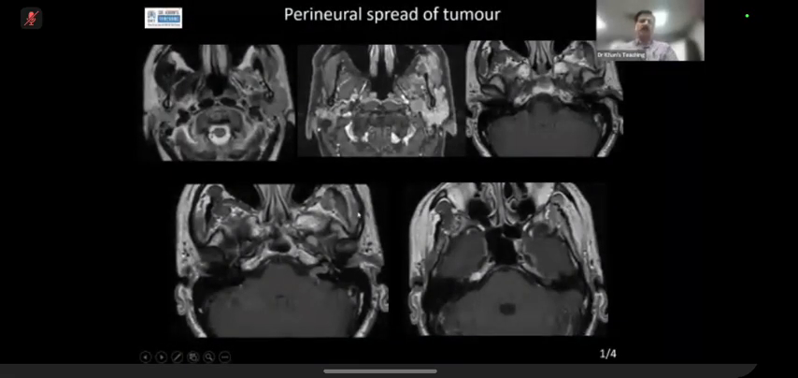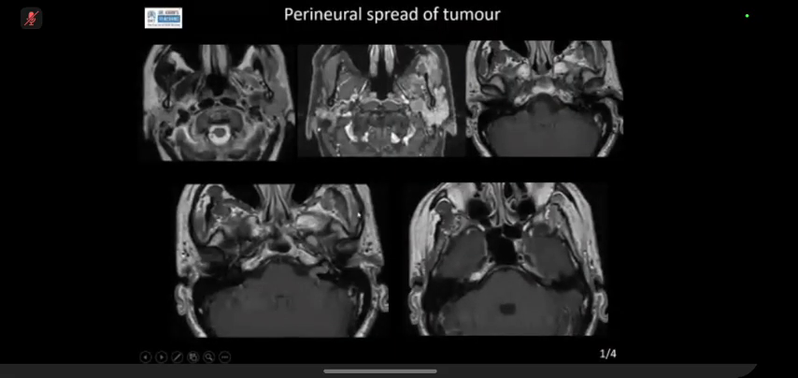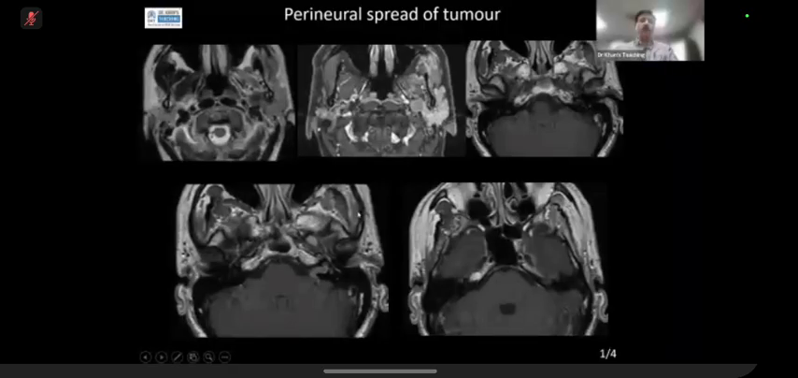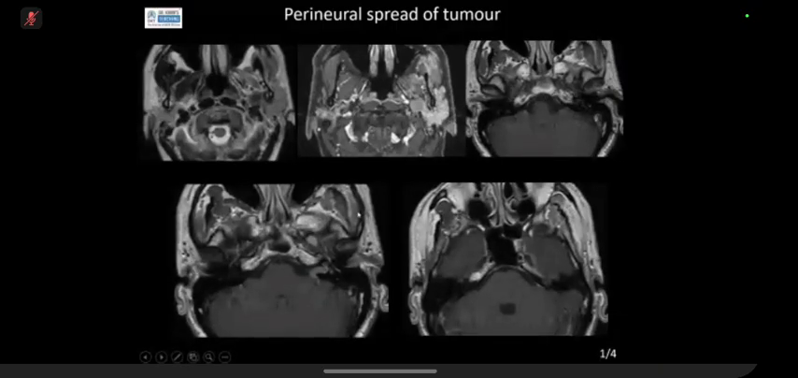Now, this case, I am going to go through it myself, and I might ask you some leading questions. This is just to give you the concepts of perineural spread of tumor. It's a difficult one, but particularly in regard to foramen ovale, you must know it for your exam. Having said that, this is a very good example.